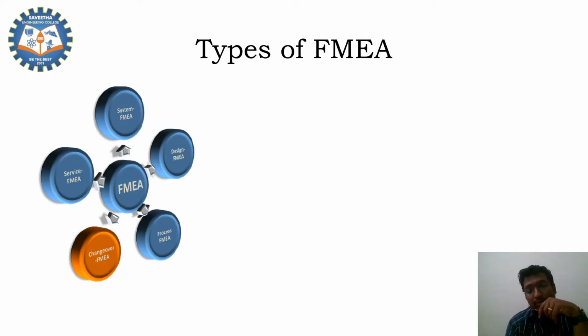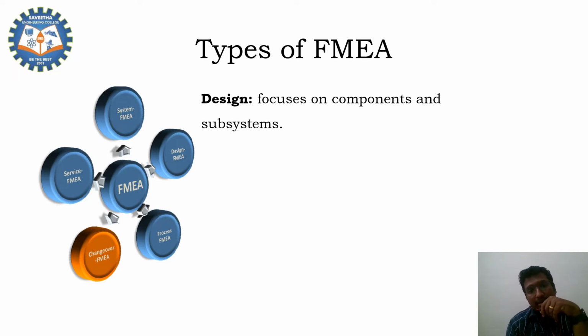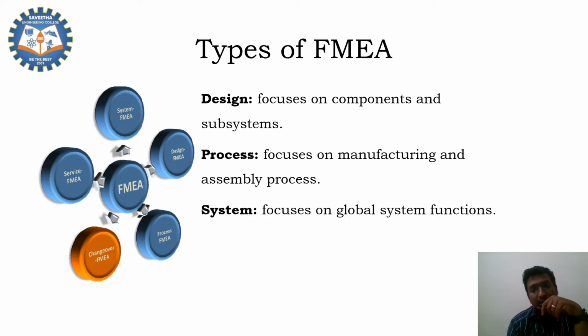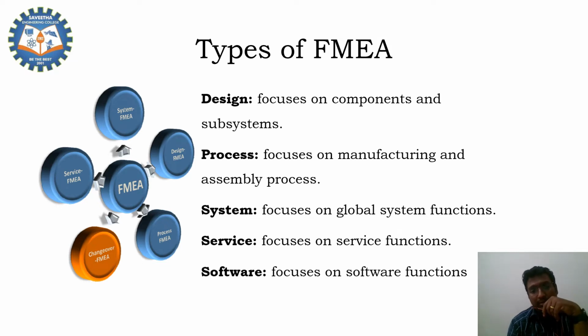What are the different types of FMEA? First is design FMEA, then process FMEA, system FMEA, service FMEA and software FMEA. Design FMEA focuses on components and subsystems. Process FMEA focuses on the manufacturing process and assembly process. System FMEA focuses on global system functions. Service FMEA focuses on service functions. Software FMEA focuses on software functions. What is the impact of FMEA? You can bring a changeover to the whole process or everything.